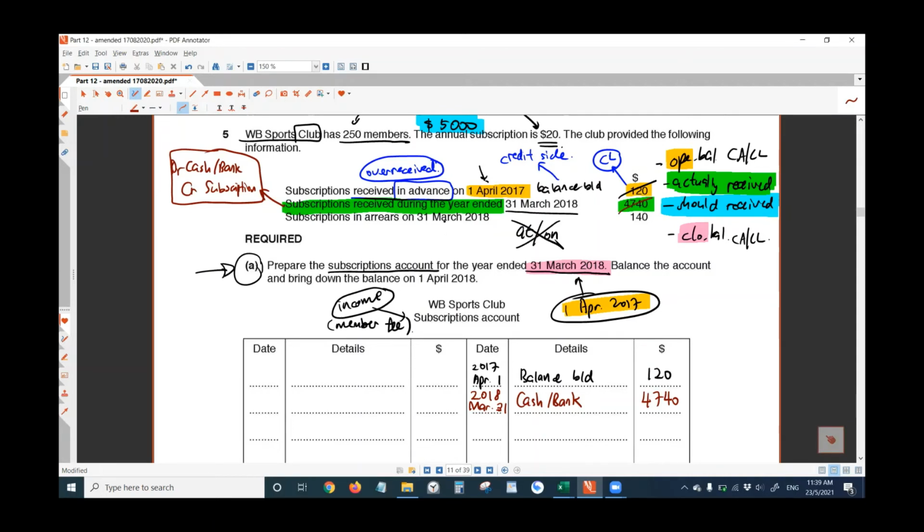140, subscription in arrears on 31st March 2018. That is the year end. That means this is the closing balance. Okay, that means this is balance BD. Now we have to decide whether this balance BD is on the debit side or credit side. It says in arrears. In arrears means outstanding.